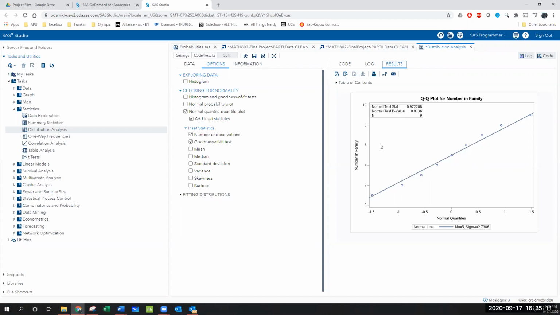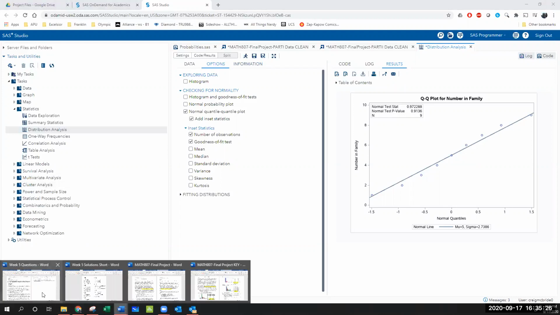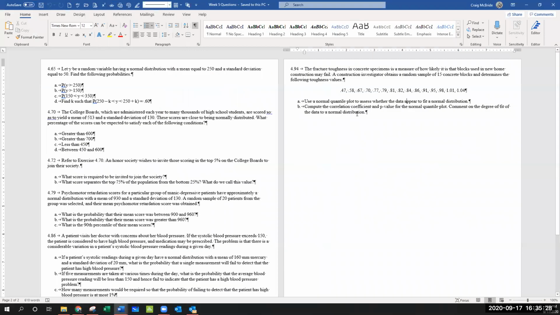Oh, okay. So we can send only one picture, right? Yeah, you only need this one picture for both A and B, and then in B, of course, you just need to state that this number is the correlation coefficient, and this number is my p-value, and then I think it asks you to interpret it. Compute it, and then comment on the degree of fit.